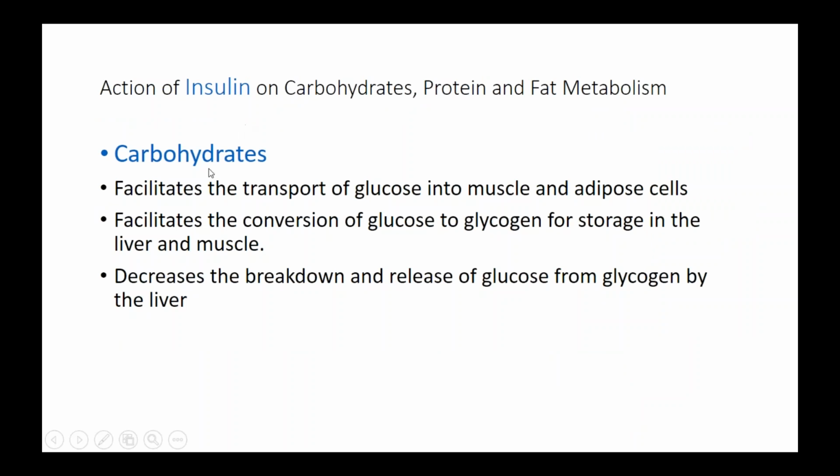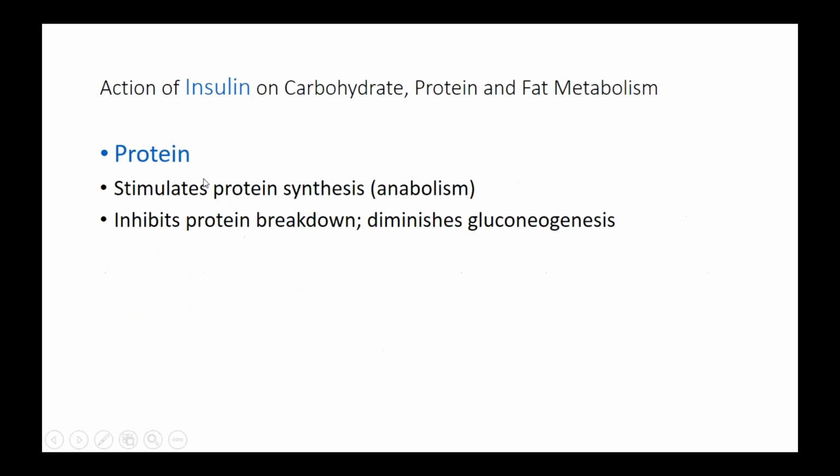Basically, insulin's effect on carbs: it facilitates uptake into the muscle, facilitates the conversion to glycogen for storage in the liver and muscle, and decreases the breakdown of glycogen by the liver. That's the role of insulin on carbohydrates. I won't belabor this because I want to get into some of the other stuff, so you guys can follow along a little bit better.